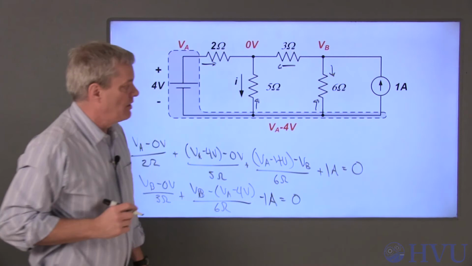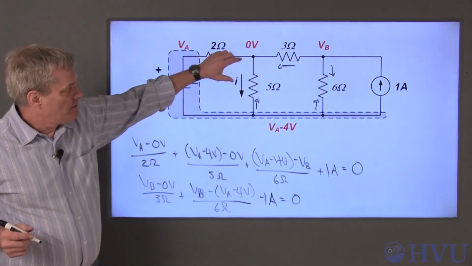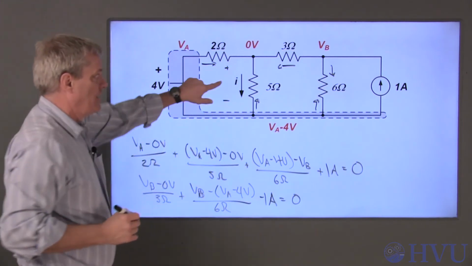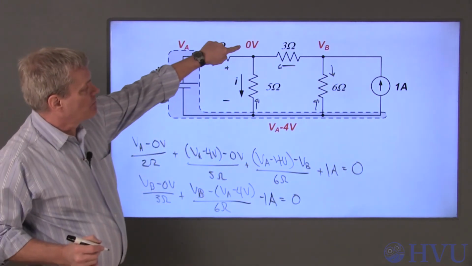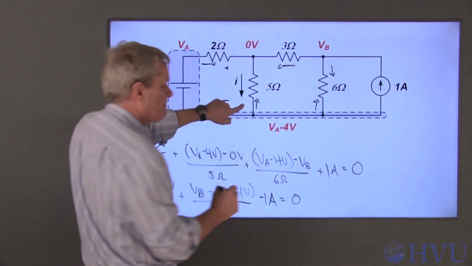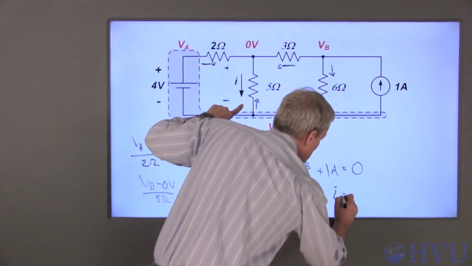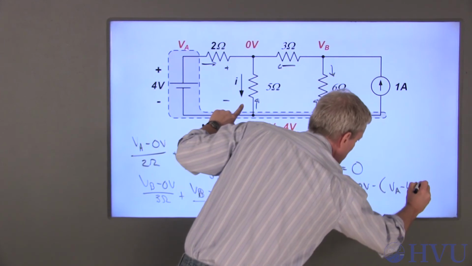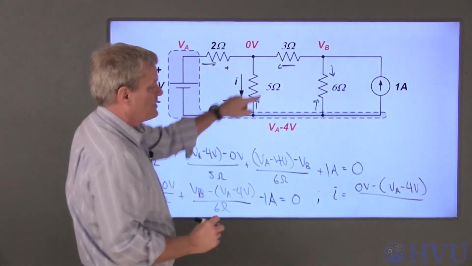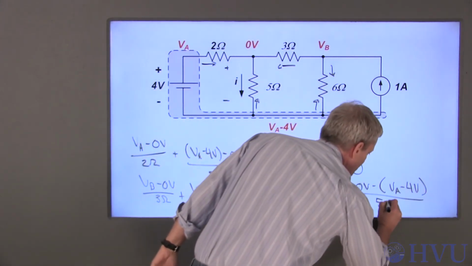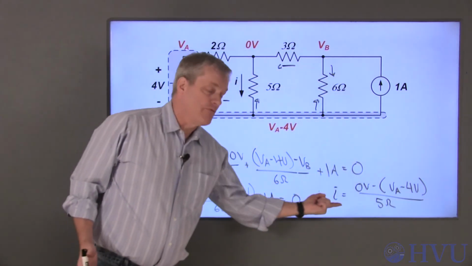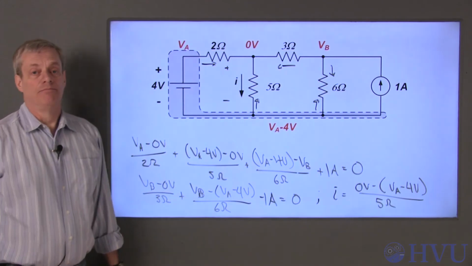That sums to 0. Now I need the current I positive in this direction. That implies a voltage polarity like this. So I is equal to 0 volts minus VA minus 4 over its resistance, 5 ohms. That gives us 3 equations and 3 unknowns that we could solve for the current I if we wanted to.